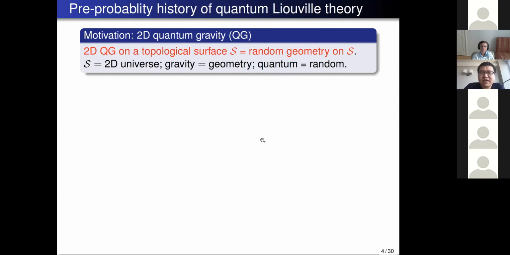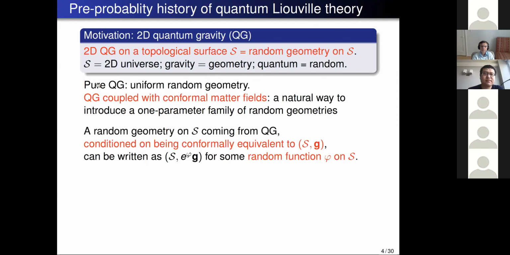Before I go to the mathematical definition of quantum Liouville theory, I will first give some motivations. The motivation of Liouville theory comes from two-dimensional quantum gravity. Here, two-dimensional quantum gravity on a topological surface S just means random geometry on the surface. This is like a dictionary between the physical terms and the mathematical terms. The first example of quantum gravity would be the so-called pure quantum gravity, and this means the uniform random geometry.